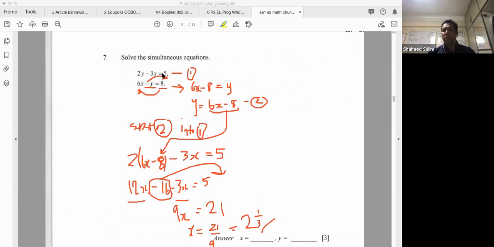So now you substitute into here to find the value of y. Ryan, once you know this one, you substitute this value into equation 2 to find the value of y. Put this value inside the x here to find the value of y.